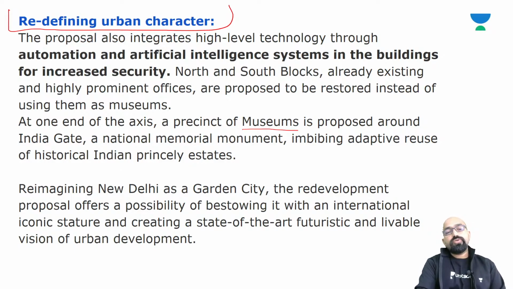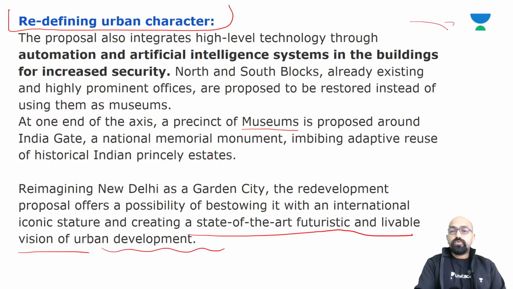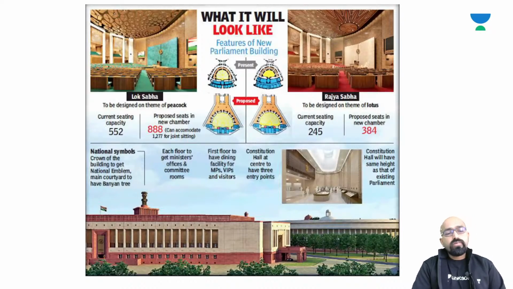So reimagining New Delhi as a garden city, the redevelopment proposal offers a possibility of bestowing it with an international iconic stature and creating a state of the art, futuristic and reliable vision of urban development. So this project is identified as redefining urban character, right? As we are discussing the demand, in the context of demand, a common central secretariat which brings all government offices to one area.